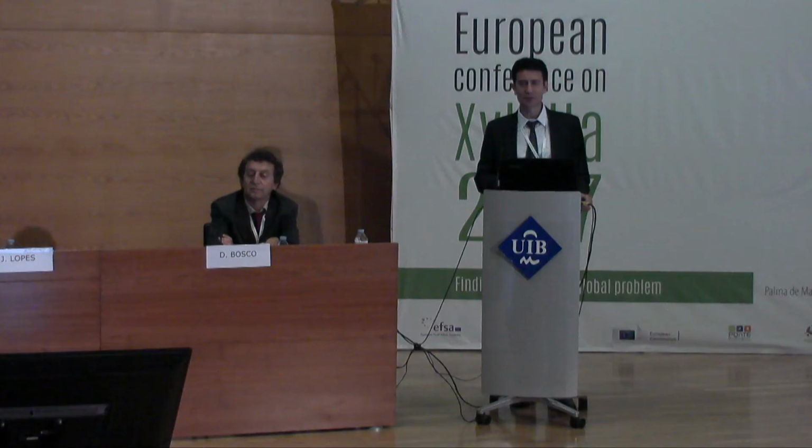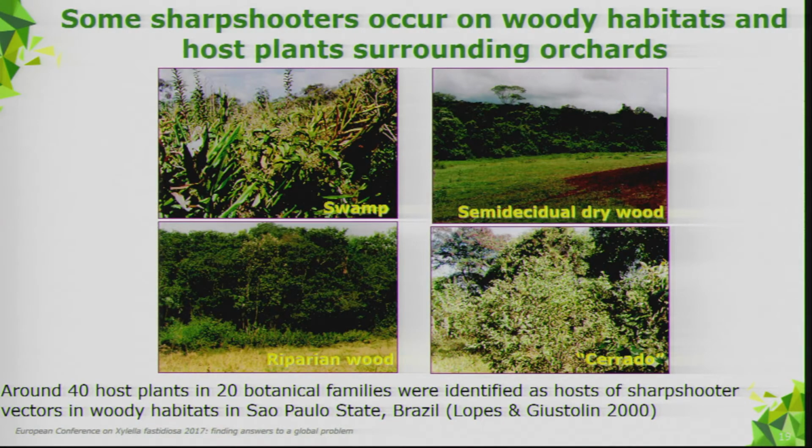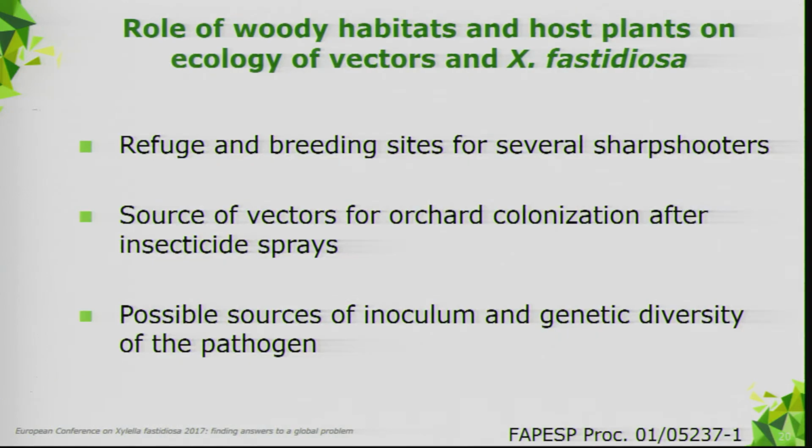Concerning trees, shrubs and woody plants in natural habitats surrounding citrus orchards, there are many natural habitats in São Paulo, like swamps, riparian woods, savannas, and cerrados, and many have different plant species that serve as hosts of these abundant sharpshooters in citrus. More than 40 host plants of different botanical families were found for the sharpshooters, and some of them were shown to be colonized by Xylella by mechanical inoculation. We have not done many samplings, but we never found them infected in the field. We need more studies to show this, more sampling.